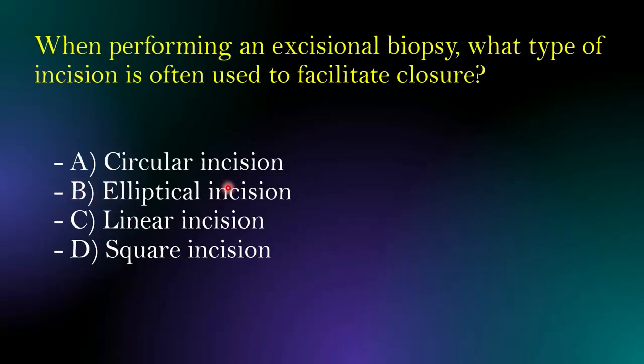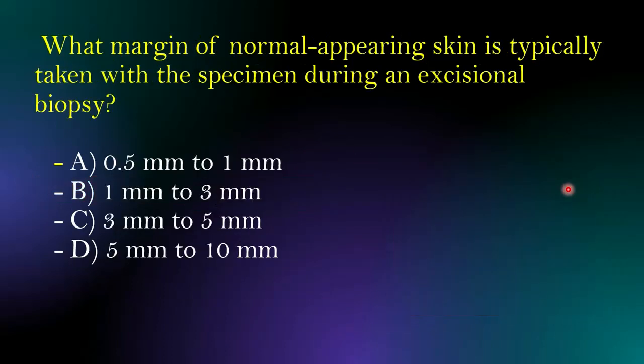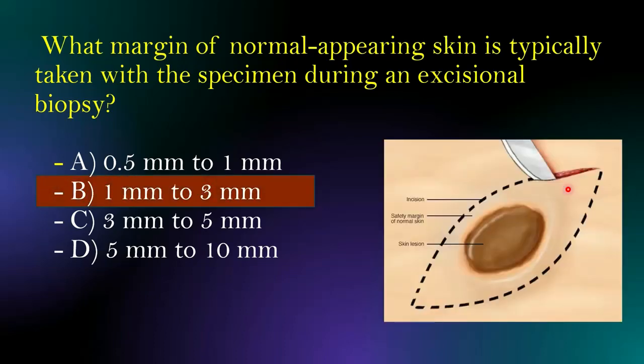When performing an excisional biopsy, what type of incision is often used to facilitate the closure? In excision biopsy, an elliptical incision is best. Circular incision, linear incision, no. What margin of normal appearing skin is typically taken with the specimen during an excisional biopsy? 0 to 1, 1 to 3, 3 to 5, 5 to 10. Generally, the margin preferred is 1 to 3 millimeter in case of an excisional biopsy.